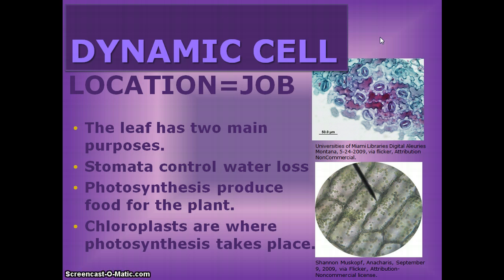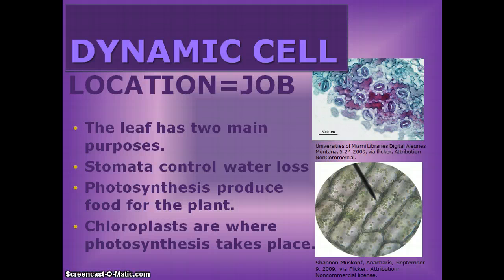A second part of the leaf that is not in the stem or the roots is chloroplast. And in this picture, all the little chloroplasts are all the green dots. And chloroplasts are what give the leaf its green color. And inside the chloroplast, photosynthesis is occurring. And photosynthesis is the process of creating food that the plant needs to survive.